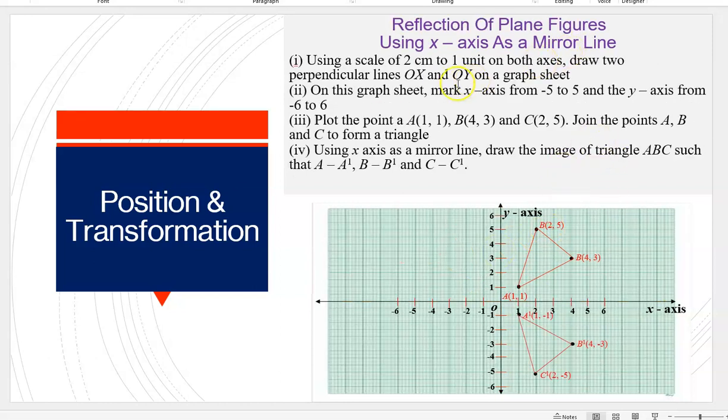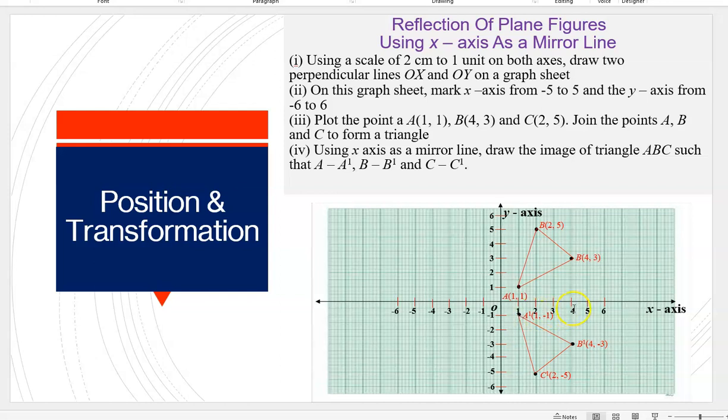Let's use x-axis as our mirror line with the same question, with the same instructions. And so A, we have (1, 1). B, we have (4, 3). C, we have (2, 5). We join the points. With the x-axis, we are going to get (1, -1).